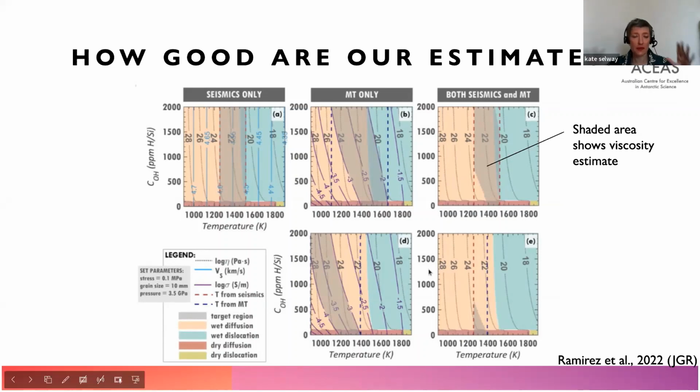So I'll talk through this figure because there's quite a lot going on. All of these plots have temperature on the horizontal axis, and the water content of the minerals, which, as I say, really affects viscosity, on the vertical axis. And we have a lot of different contours.